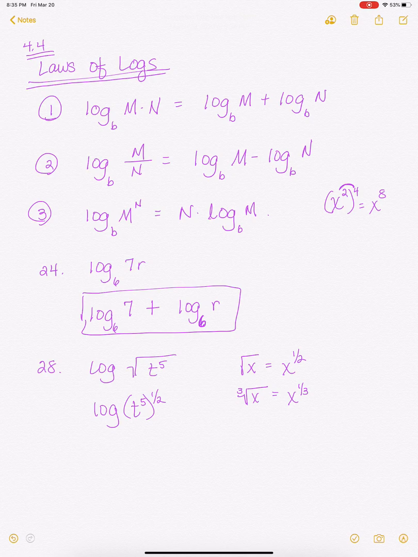Now I'm going to use my power rule, which tells me I can multiply these two powers. So this is going to be log of t, and then 5 times 1/2 is 5 halves. And then if I'm expanding that, this is my third rule, I'm going to bring that power out front. So this power is going to come out front. So in expanded form, this is 5 halves log of t. Okay?